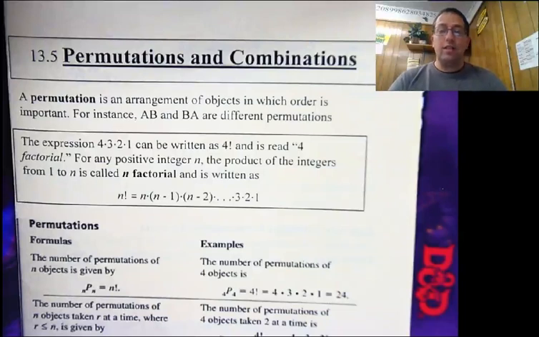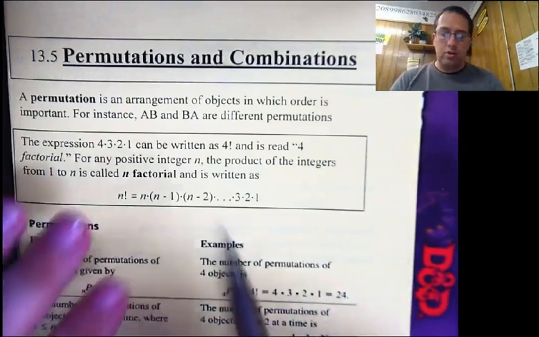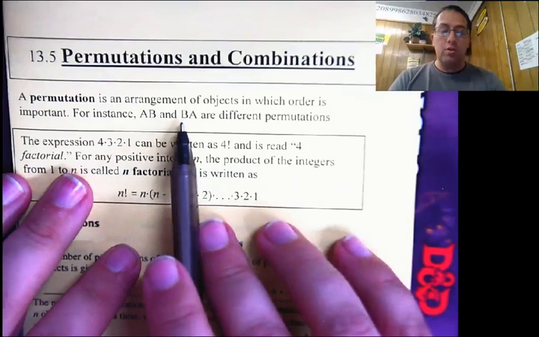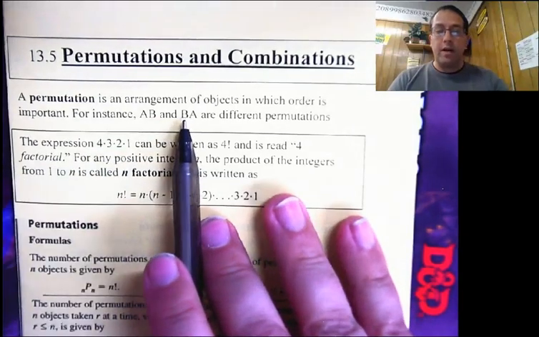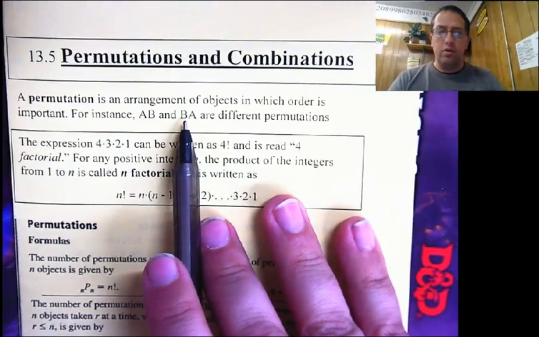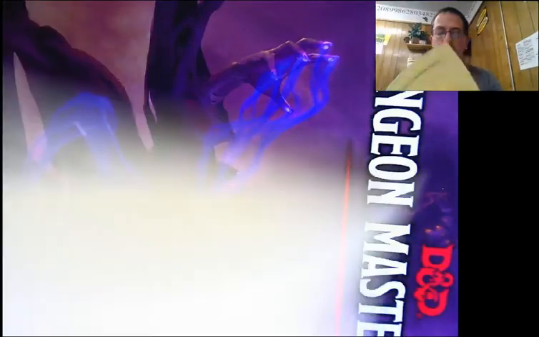Hello class, today we are going to talk about permutations and combinations. So first, what is a permutation? This is an arrangement of objects in which order is important. It matters. So for example, AB and BA are two different permutations. They have the same items in there, but they are in a different order, and so they count as different permutations.